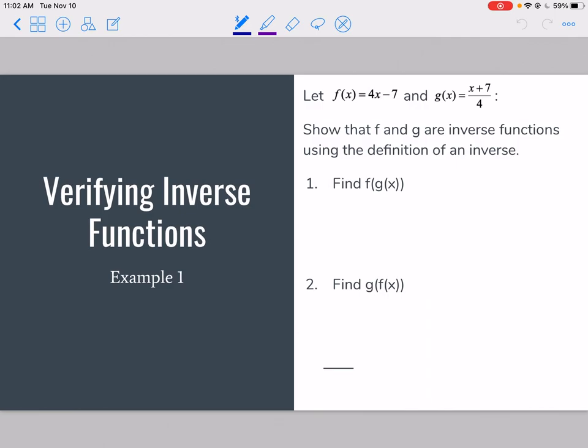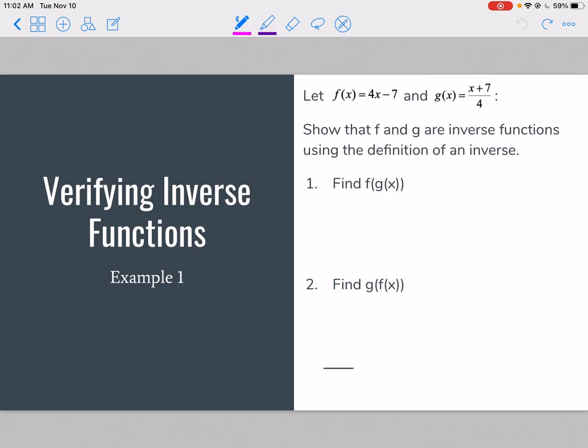Okay, so let's actually practice verifying some inverse functions. So we've got f of x here and g of x. It says show that they are inverse functions using the definition of an inverse. What that means is that we have to find f of g of x and g of f of x. So let's go ahead and do that.